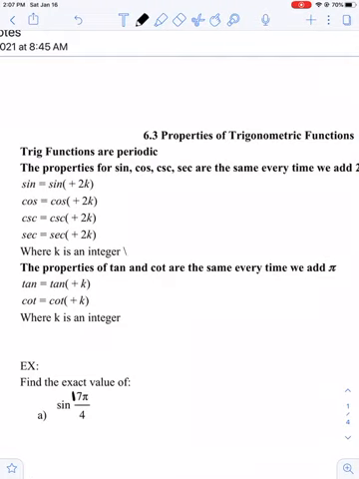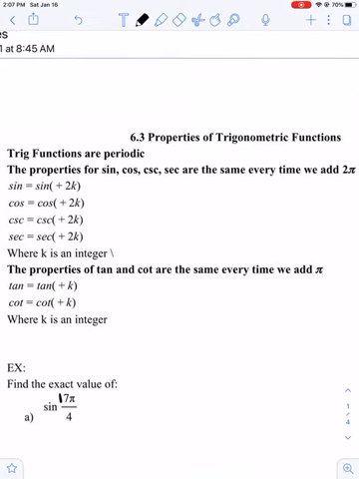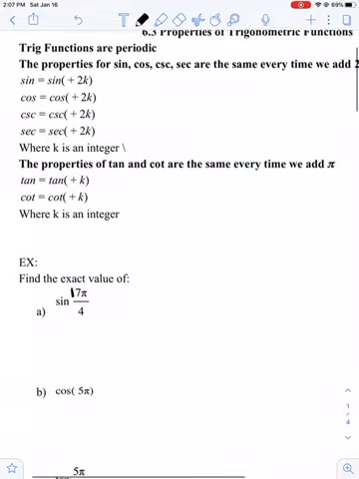So the first property is that for sine, cosine, cosecant, and secant, every time you add 2 pi, you will get the same value every time. And then for tangent and cotangent, every time you add pi, you'll get the same value. And that's called their period.